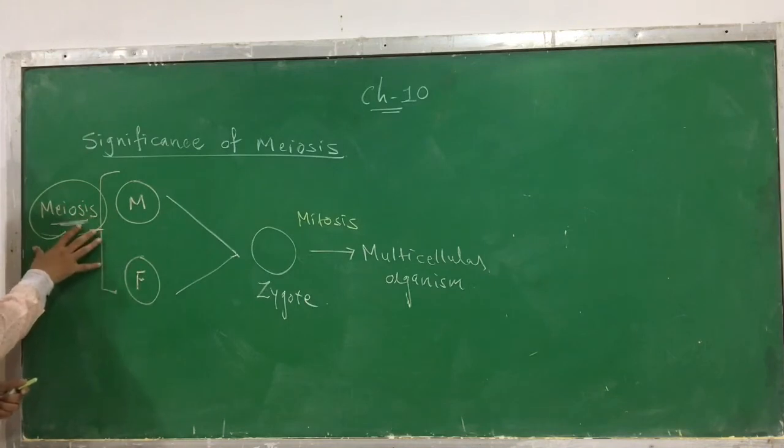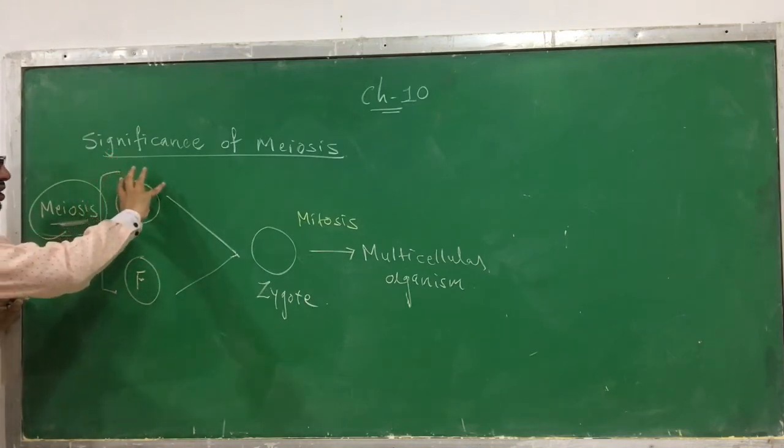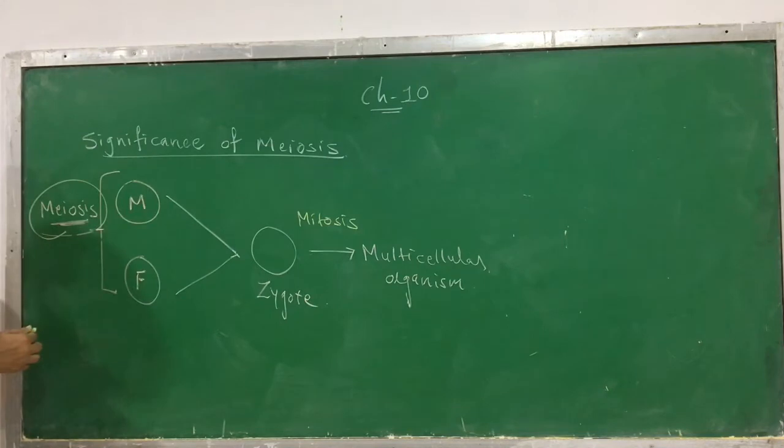So what is the significance of meiosis? It is involved in the production of male and female gametes. And here the chromosome number gets halved. Chromosome number gets halved. And that is the importance.